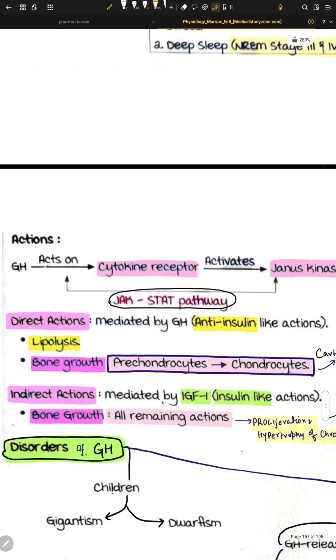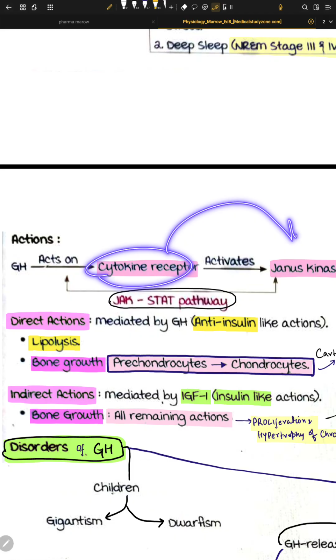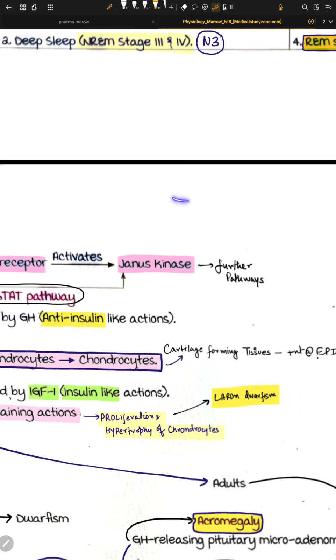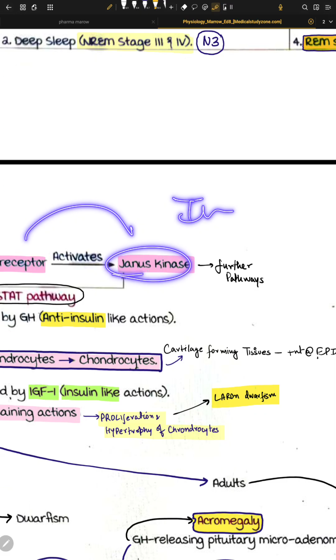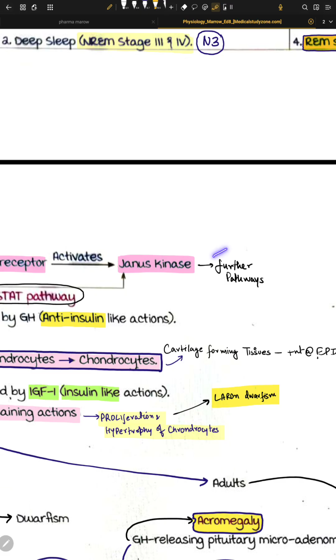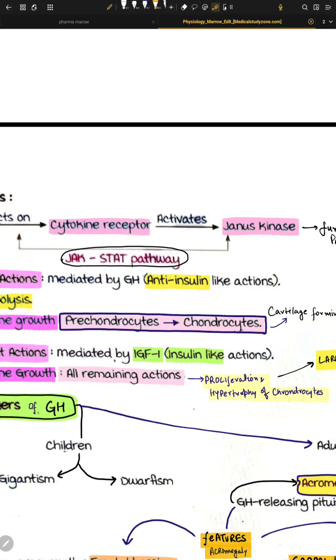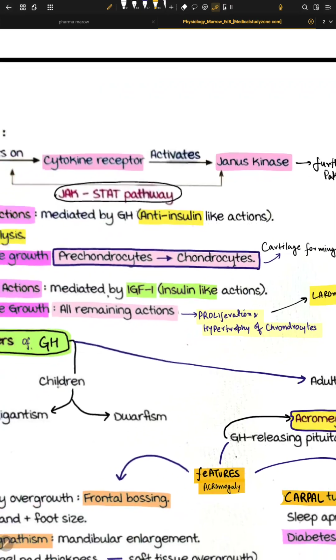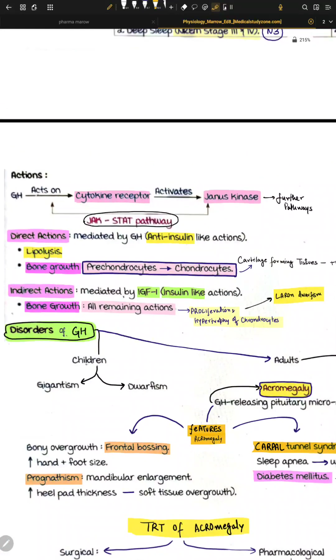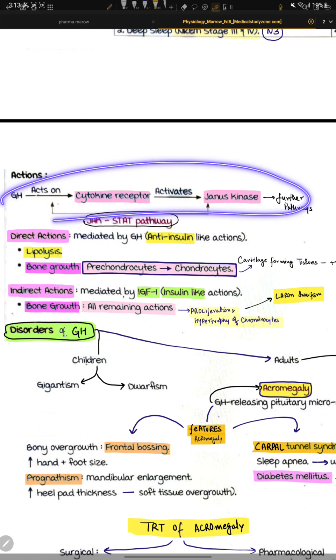What about the action of growth hormone? Well, growth hormone acts via the JAK-STAT pathway, and it acts on cytokine receptors. And then these cytokine receptors, just like insulin, activate Janus kinase, and then Janus kinase further goes into pathways. A lot of pathways are there, and I don't want to talk about them, because then the video will be really long. So growth hormone works via the JAK-STAT pathway. Note that prolactin also works via the JAK-STAT pathway.